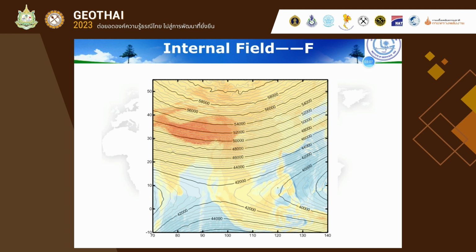Here is the internal field spatial distribution. This is the total intensity. In the north, or in higher latitude areas, the total intensity has a higher value, and in lower latitude areas, the total intensity usually has a lower value. And there is the spatial structure. Here is like X. The shape is here.